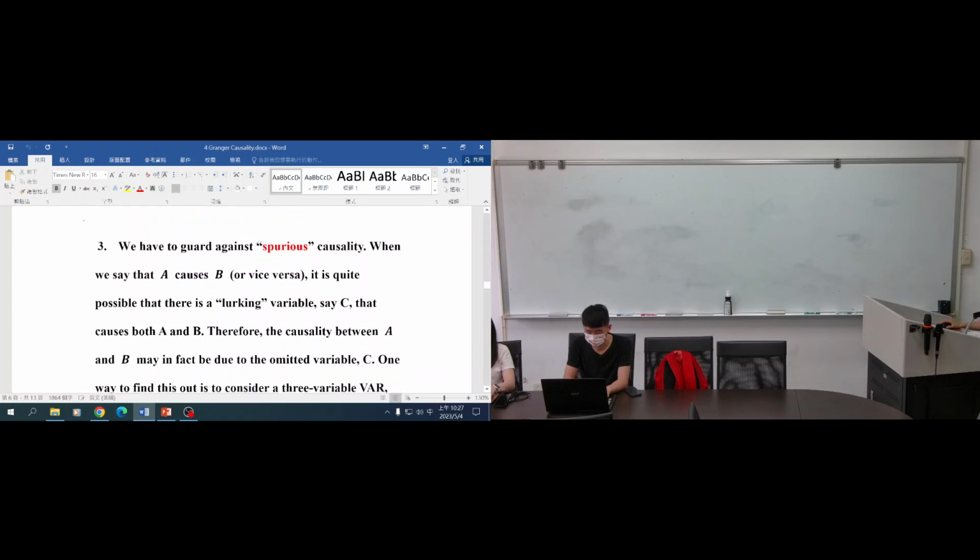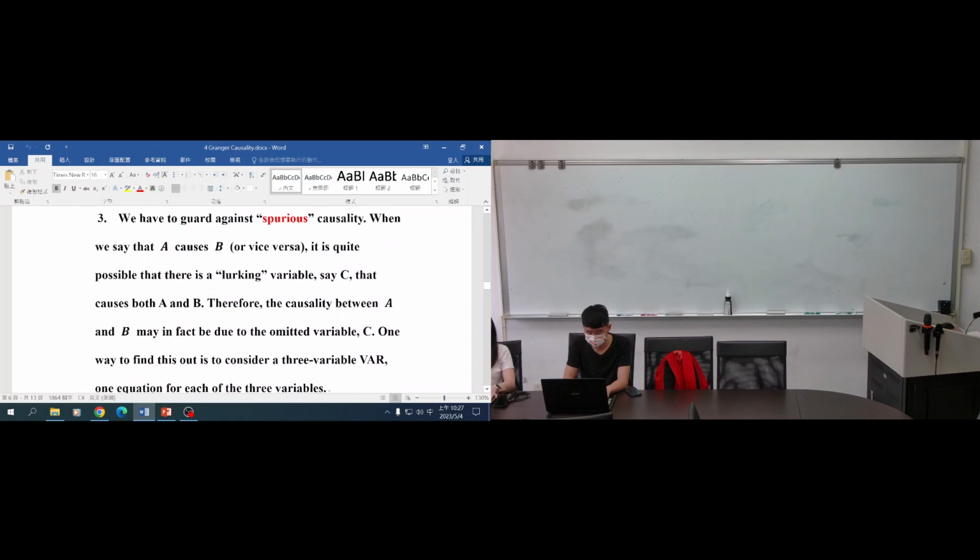The third one is important. We say that you have to check or guard against spurious causality. What do we mean by spurious causality? When we say A causes B or vice versa, it is quite possible that there's a lurking variable. What do we mean by lurking variable?